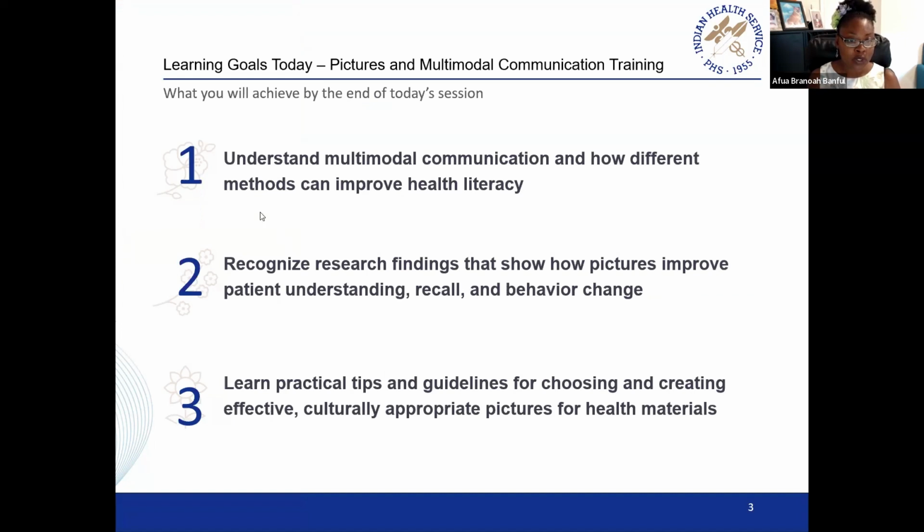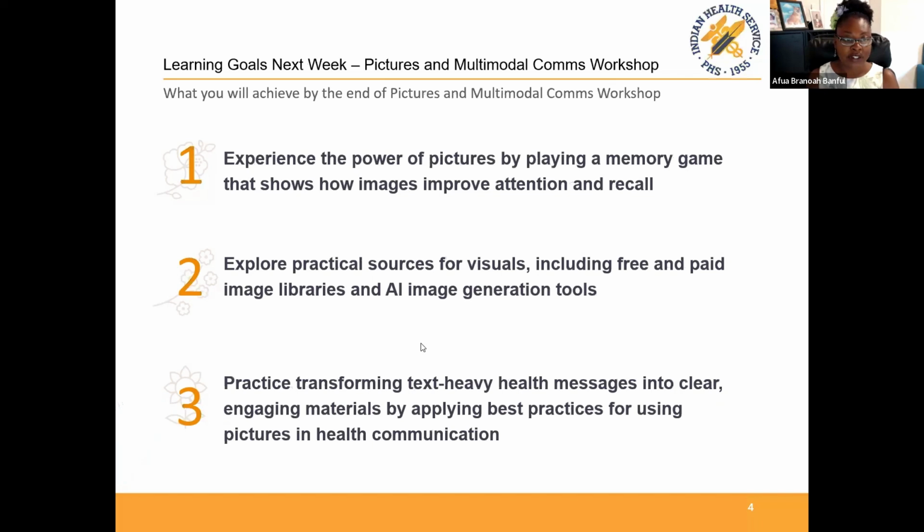So what are our goals for today? We want to understand multimodal communication at a really high level, but the focus is recognizing the research findings that are telling us how pictures improve understanding, recall, and behavior change, right? And then we're going to learn practical tips for choosing and using pictures in health materials.